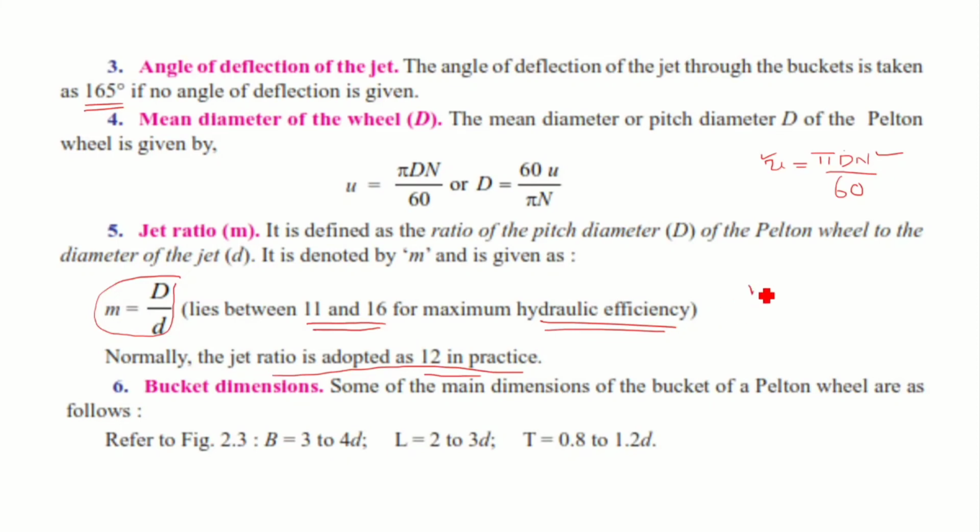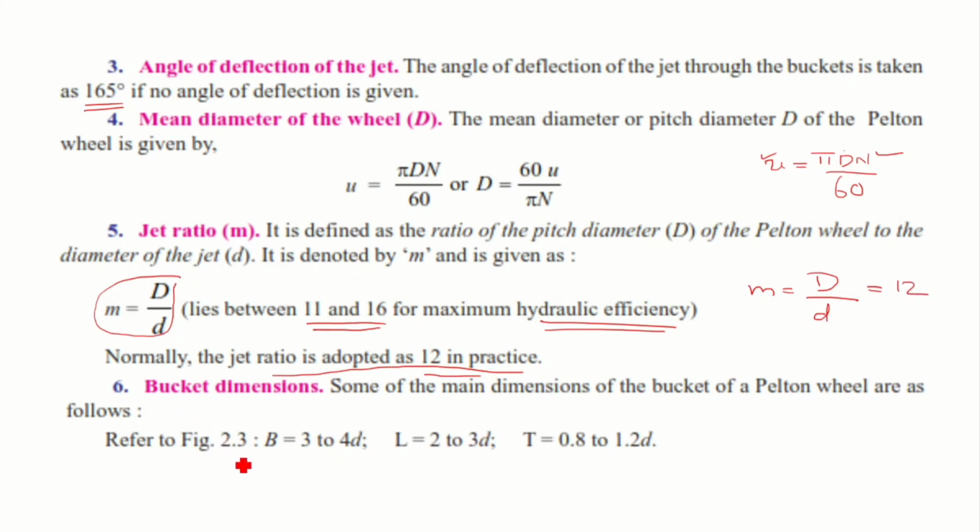So jet ratio is equal to m is equal to capital D divided by small d. Capital D is the diameter of the wheel and small d is the diameter of the jet. So in order to find the value of diameter of the jet or diameter of the wheel, you can take the ratio as 12.